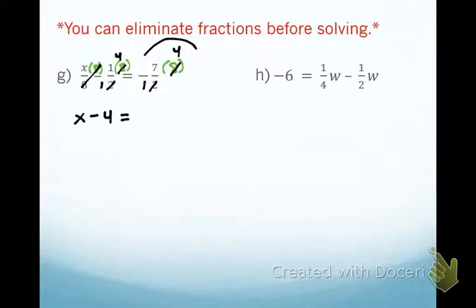Now let's look at what we've got here. I am multiplying a negative times a positive. Is my answer going to be positive or negative? It's going to be negative. And then what's 7 times 4? 28. If you divide it by 1, you still get the same thing.